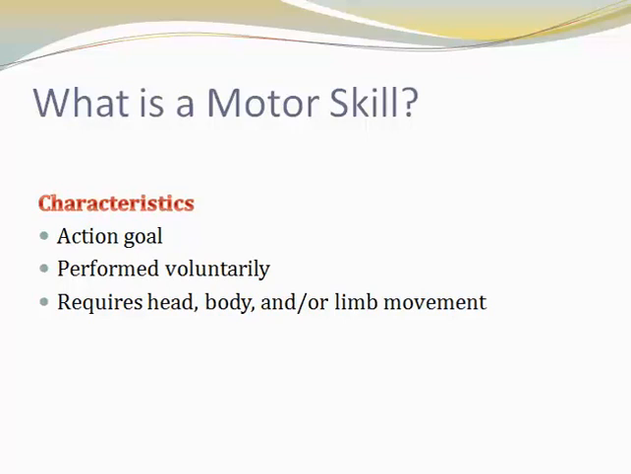But before we get into the classification systems, I would like to first discuss what a motor skill is. This is a very fundamental concept in motor control and motor learning. There are specific characteristics to a motor skill. One is that it is considered an action goal, in that the movement is goal-oriented. So there is a very specific, purposeful outcome to the movement. Another characteristic is that the motor skill will be performed voluntarily as opposed to involuntarily. And a motor skill does require head, body, and/or limb movement.